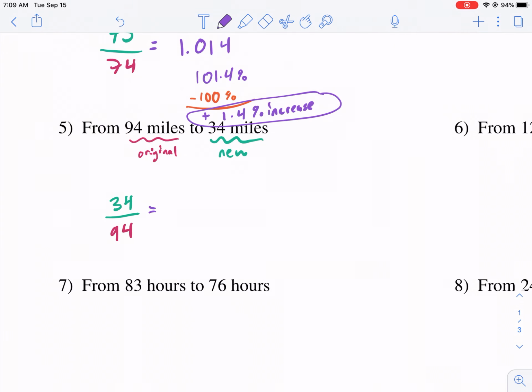Notice how if it's going down from the original, that's going to be a decrease. We're going to see how that plays out in just a second. So we do 34 divided by 94. Go ahead and type that in your calculator. Look at this. I get 0.362. Actually, I round it. Let's make this into percent. This becomes 36.2%. Now, that's not the percent increase or decrease. This is just the percent that the new is of the original.